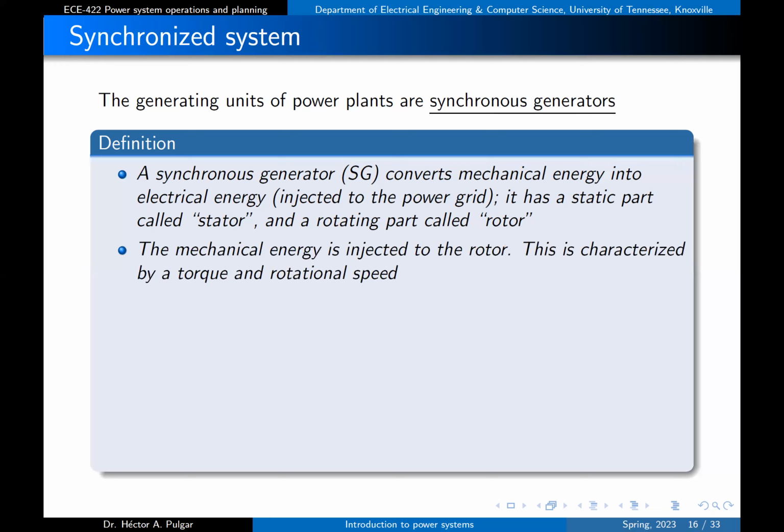But the new technology doesn't work in that fashion. For example, wind turbines don't use synchronous generators. They typically use induction generators. So how can that impact the behavior of the system? What do you think might be an immediate impact?